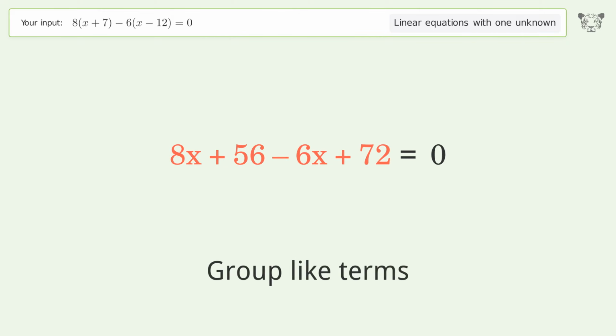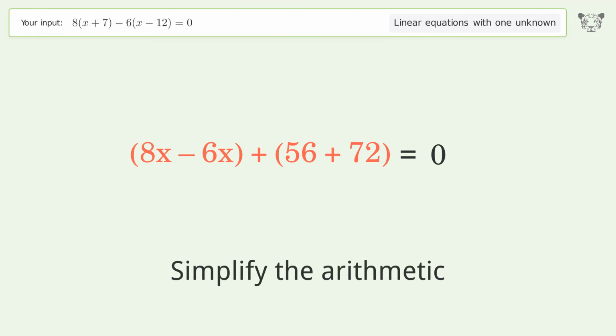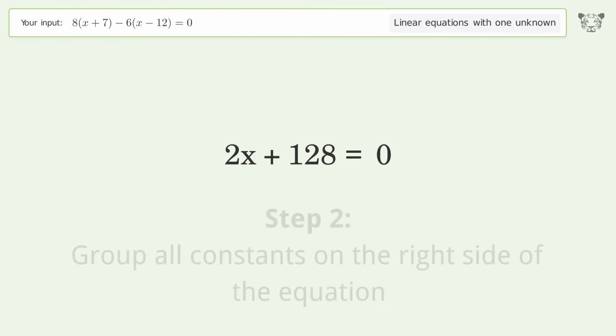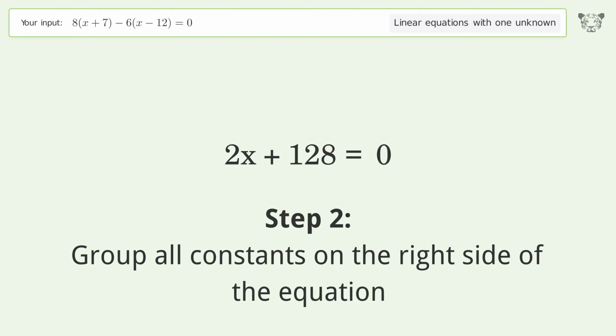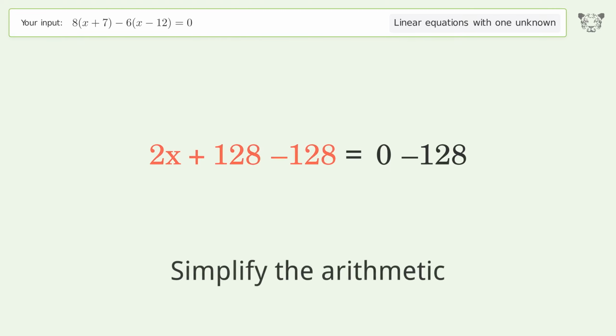Group like terms. Simplify the arithmetic. Group all constants on the right side of the equation. Subtract 128 from both sides. Simplify the arithmetic.